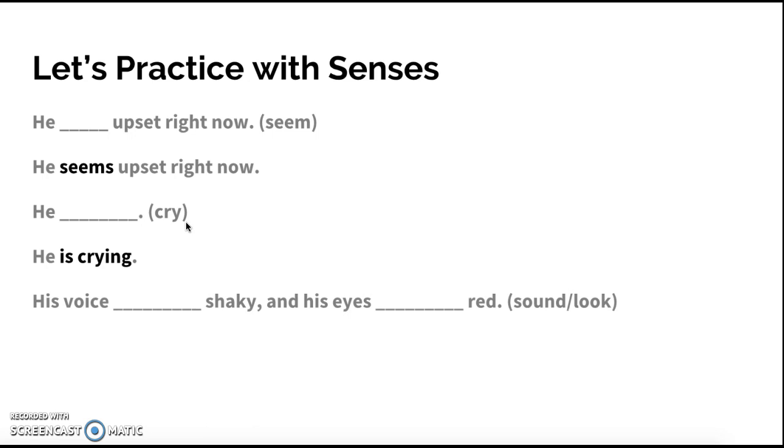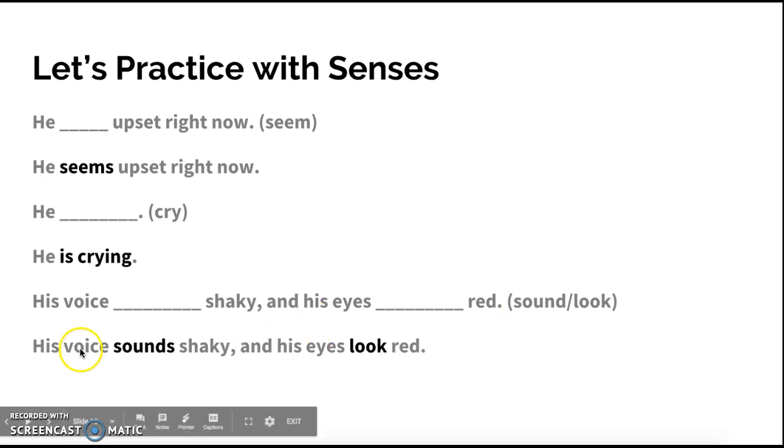His voice shaky. So, shaky voice. And his eyes red. So we're going to use sound and look. Well, these are non-action verbs. So we know we have to use simple present. His voice sounds shaky and his eyes look red. So voice is singular, so we have sounds. And then eyes are plural, so we have look with no S.